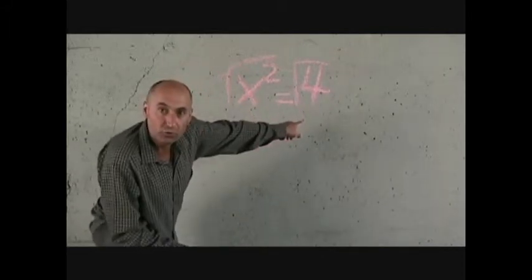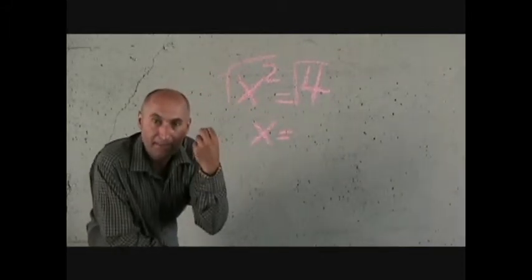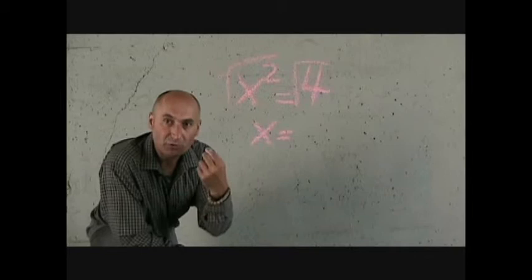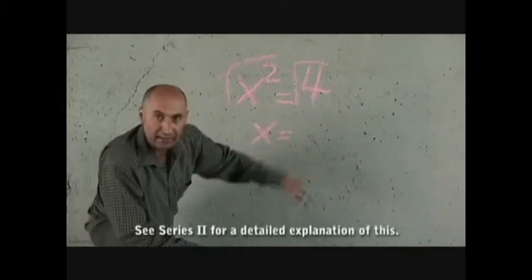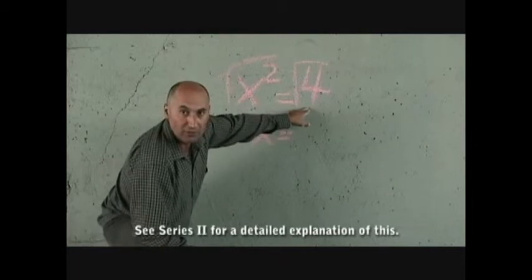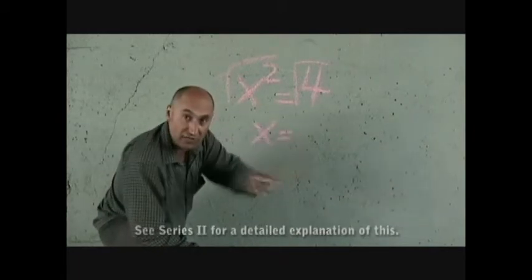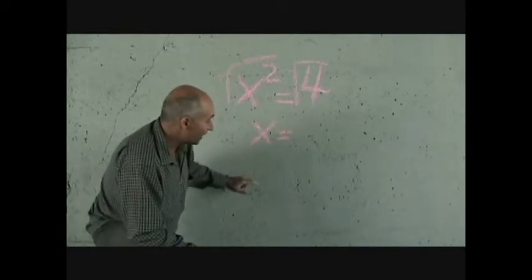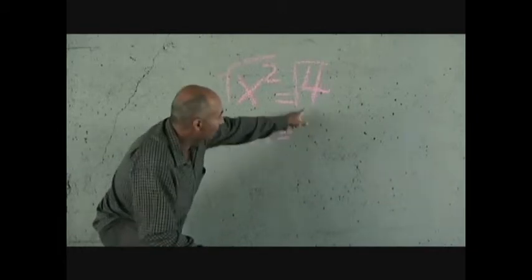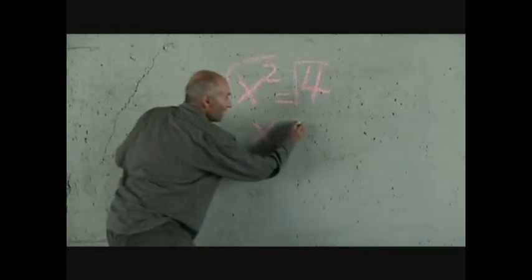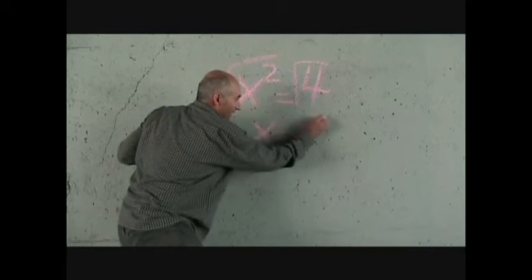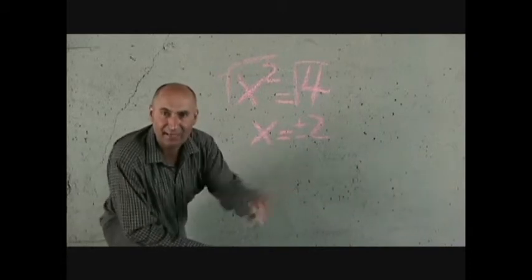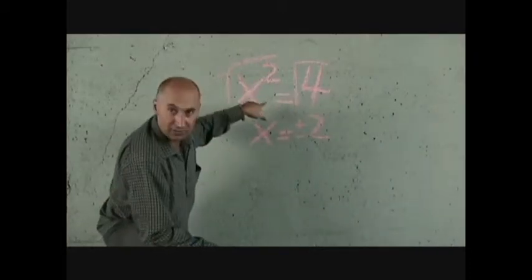x is equal to the square root of 4. If you ask anyone what the square root of 4 is, most people will say it's 2, right? But that's only half the answer. The square root of anything is plus or minus. So the square root of 4 is plus or minus 2. There are actually two answers to this. The reason is that 2 times 2 gives you 4, and negative 2 times negative 2 gives you 4, right? And we talked about this in series 2. So the answer is plus and minus 2: x equals positive 2 and x equals negative 2. And that's the same answer that we got when we did the factoring version of this, right?